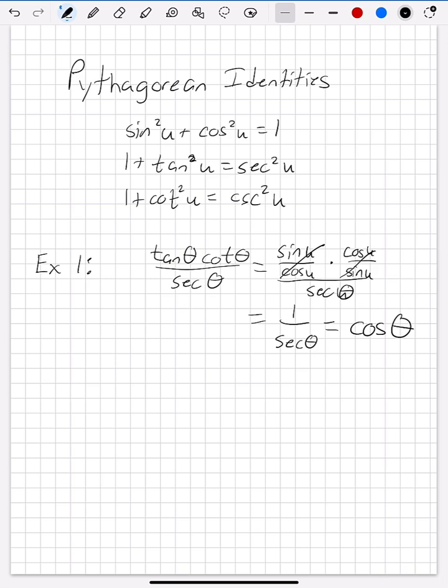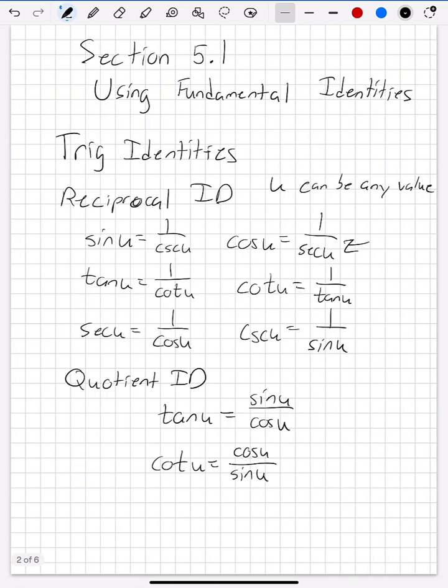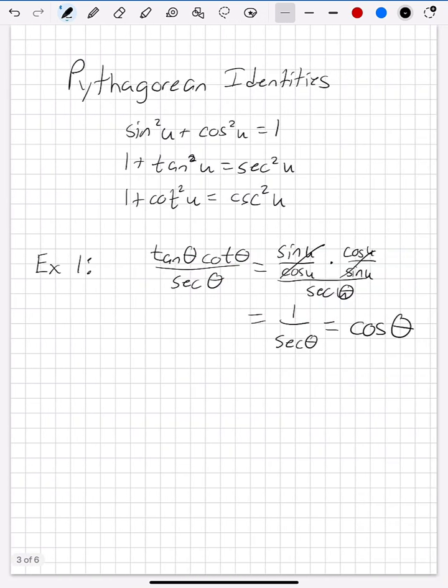All right, so that finishes section 5.1. It's just a combination of using these identities. So we have the Pythagorean identities, and we have the reciprocal and quotient identities. You should be able to use those to solve any of these. Like I said, there's a few more on the list in the book if you do need those. You can just look in section 5.1 for that.